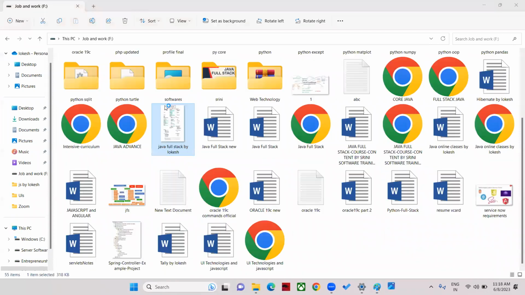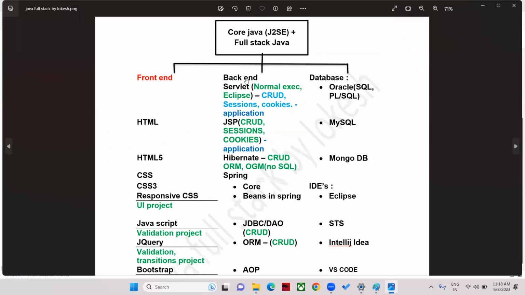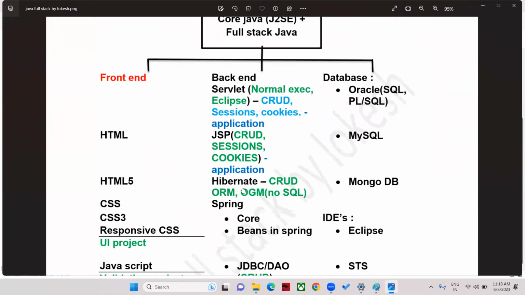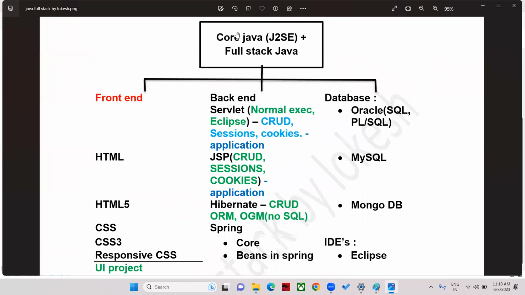Yesterday what I've discussed. Exactly. Yes.